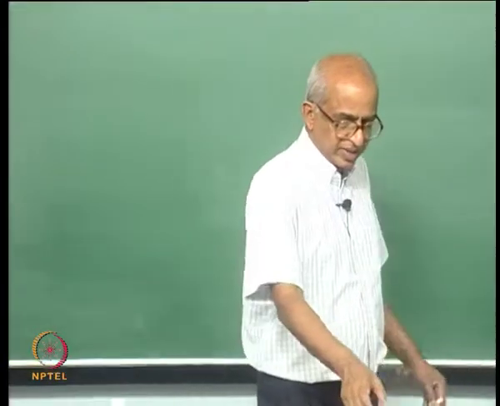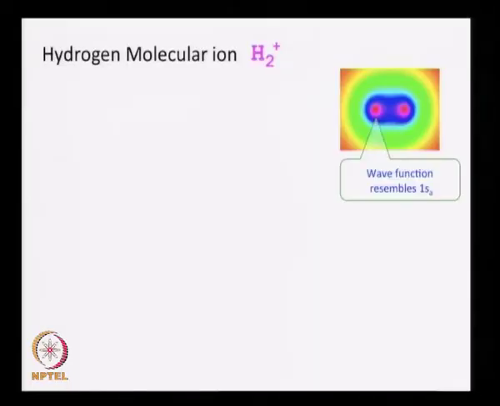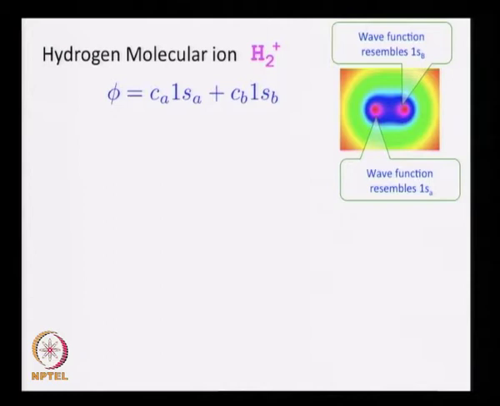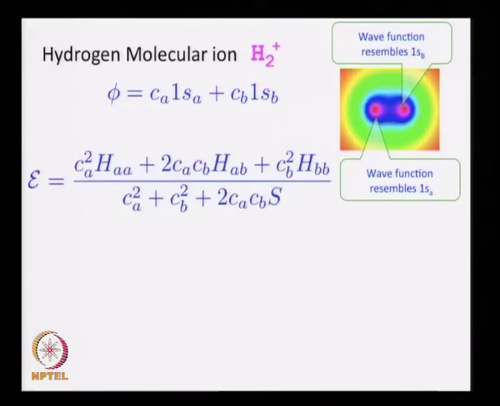Okay, let us look at these slides for a second. So, here what I am saying is that in this region the wave function resembles 1s A, while there it resembles 1s B. So you take a linear combination of the form phi equal to Ca 1s A plus Cb 1s B, and now I have to calculate script E. The expression for script E is already written there, but I will do the calculation and convince you that this is the expression. So how do I do the calculation?